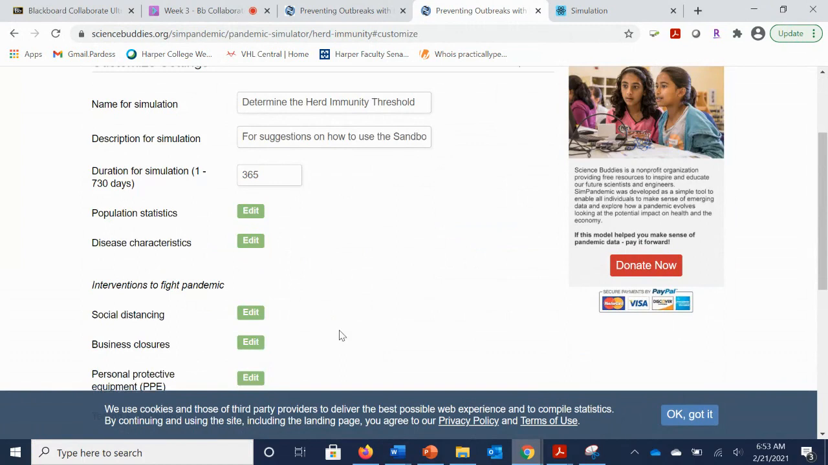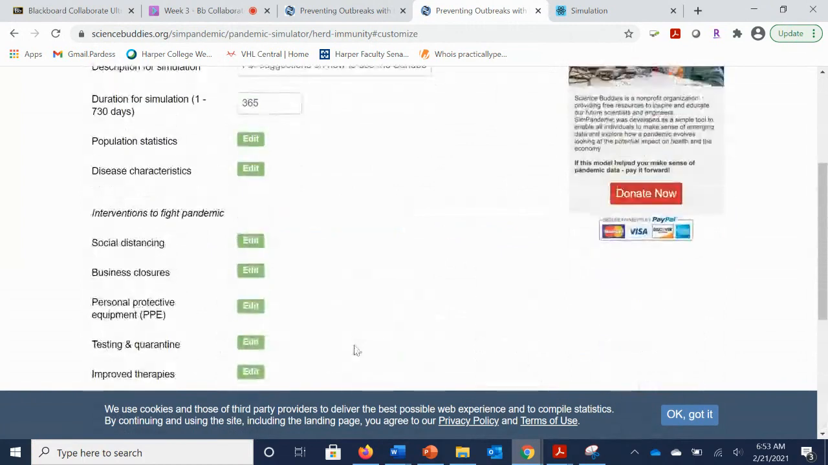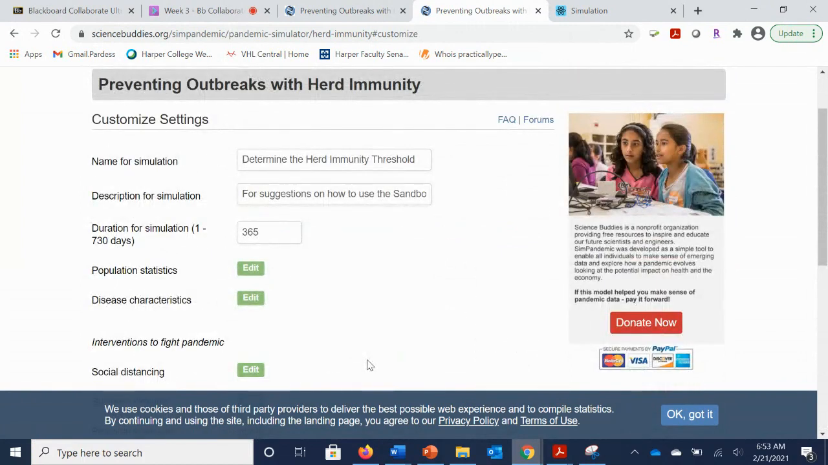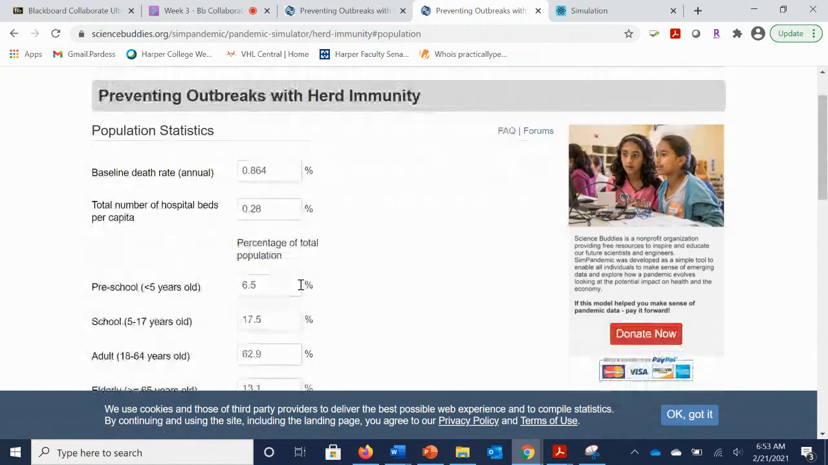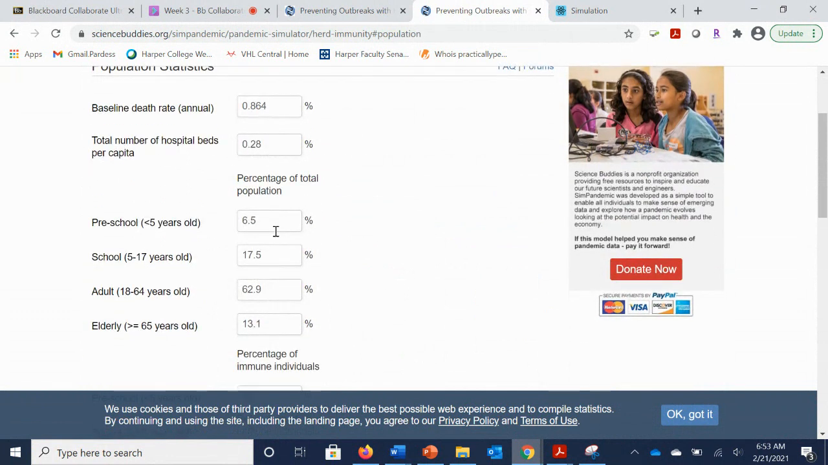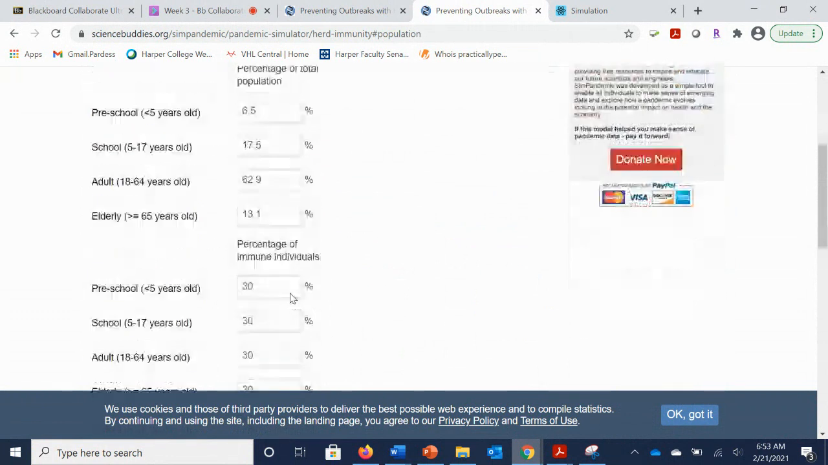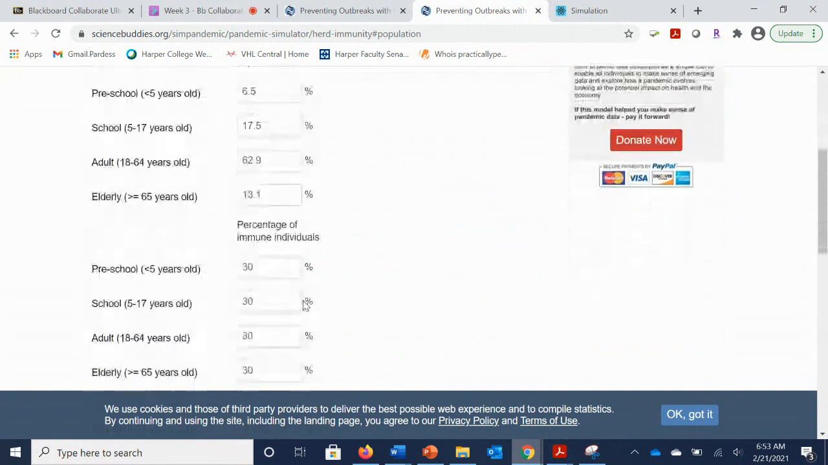And here is where you will customize settings to determine what the threshold should be for COVID-19. We'll run the simulation for 365 days. For population statistics, what is the death rate? How many hospital beds per capita? And this is the percentage of people. And the total population, you don't have to change any of this.